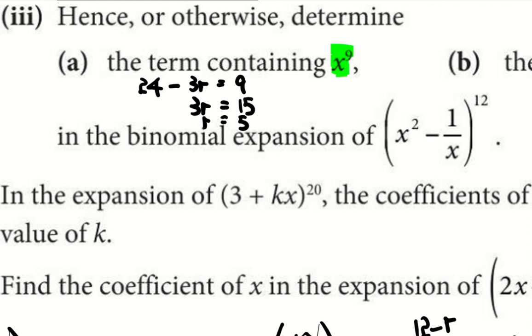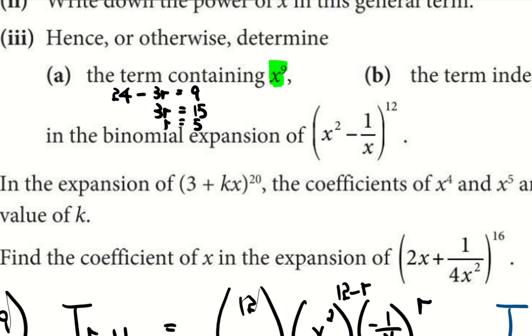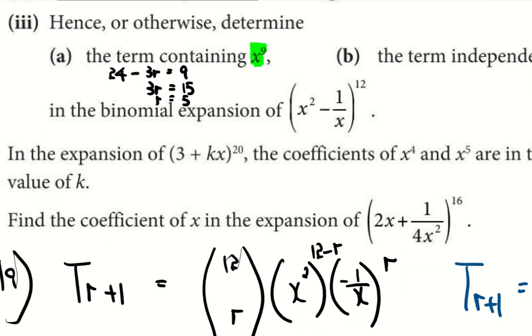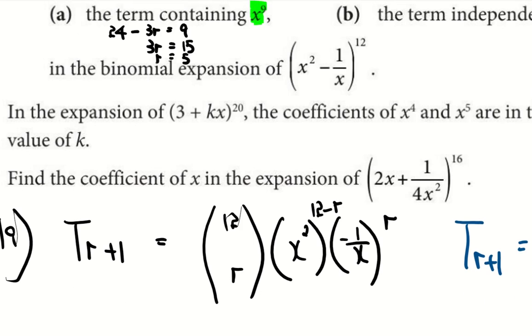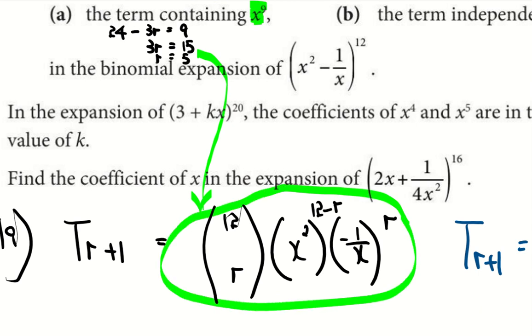This just tells you when r equal to 5, you can find the term containing x to the power of 9. We need to put back r equal 5 now. So, r is equal to 5. What do I need to do now? I need to find that term. So, I need to put the r equal 5 back into this general term which we found just now. Alright, replace your r by 5. That's what I'm going to do.